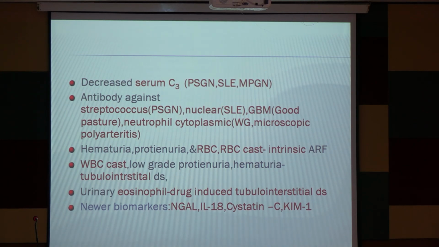In case of the drug induced tubulointerstitial disease, eosinophil should be present in the urine. If any drug injury causes the renal failure and the drug induced tubulointerstitial disease, then it causes the eosinophil in the urine. DRESS syndrome, that is the drug induced syndrome, hypersensitivity reaction, one type of allergic or hypersensitivity reaction. In that case we can detect the eosinophil in the urine. If drug induced tubulointerstitial disease, eosinophil should be present in the urine. In case of the WBC cast, we can diagnose the tubulointerstitial disease, and RBC cast intrinsic acute renal failure.